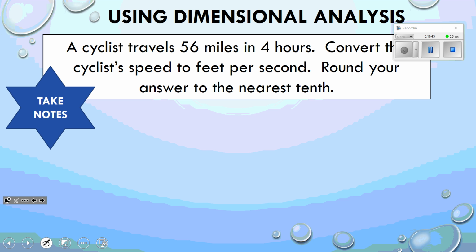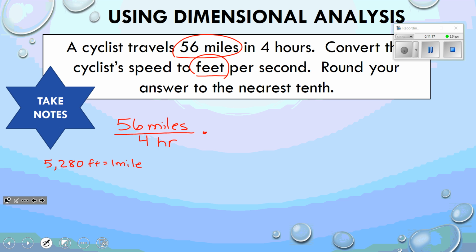A cyclist travels 56 miles in 4 hours. We're going to set that up as a ratio. Convert his speed to feet per second and round to the nearest tenth. So we have the information here. What they say first we put on top. So we say 56 miles in 4 hours. We set that up as a ratio. Now we're ready to convert. We're converting from miles to feet. What do we know about feet and miles? We know there's 5,280 feet in 1 mile.